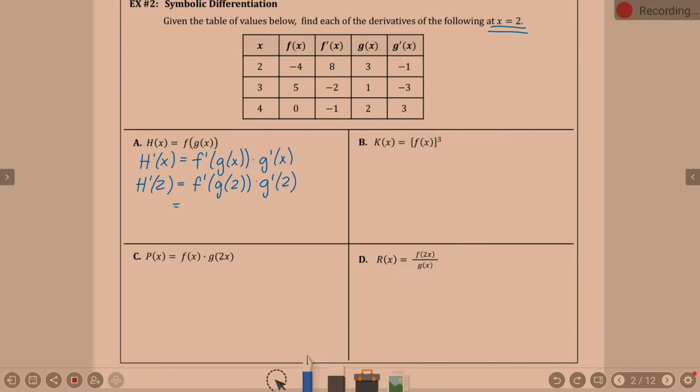How do I do f prime of g of 2? Find g of 2 first, yes? g of 2 is 3. So that means I'm going to have f prime of 3, which I'll come back and do in a moment, times g prime of 2.